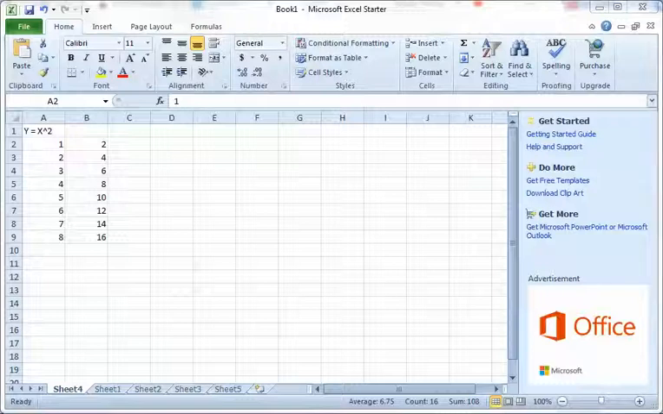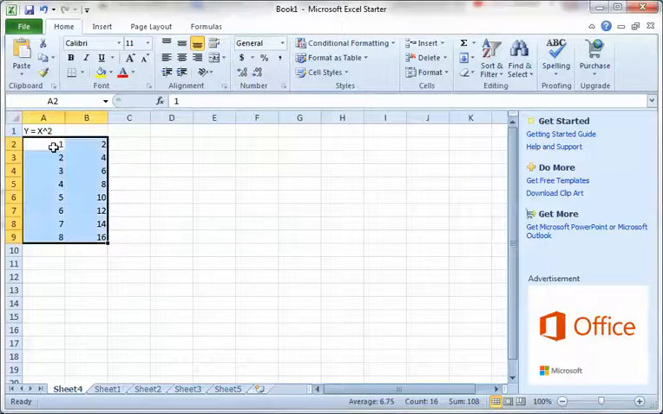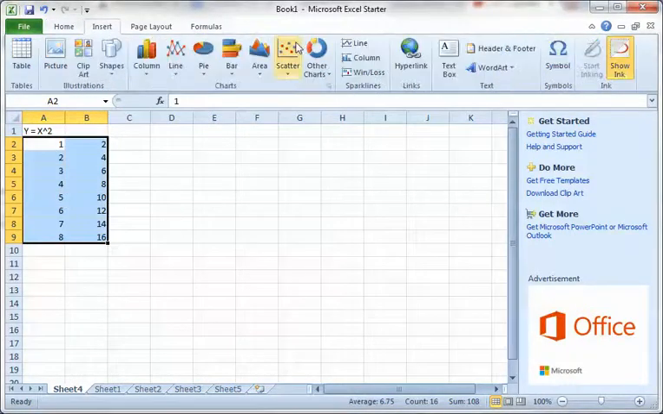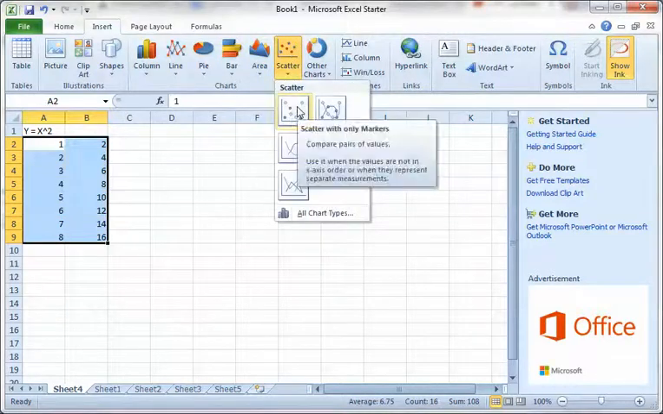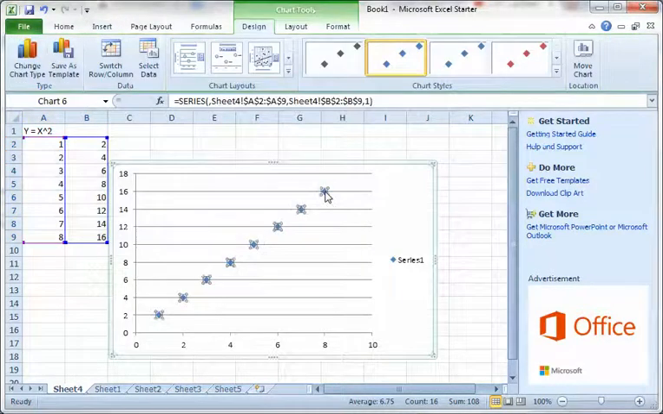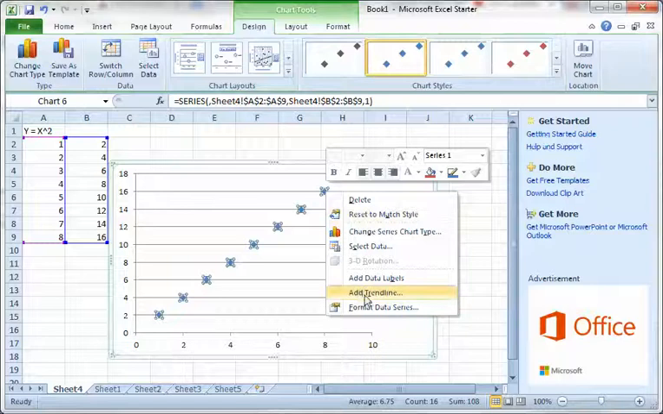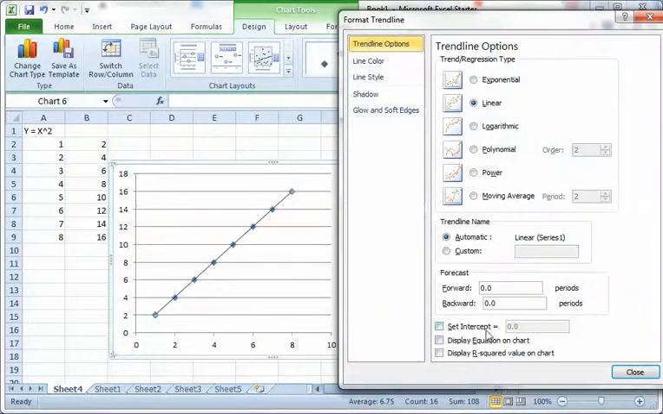So here's our data for y is equal to x squared. What we're going to do is highlight the values and insert a scatter plot. And we can see here that this is very much a linear function. We're going to add a trend line, and display the equation and the r squared. The equation tells us the current fit here, and the r squared value, if it's equal to 1, tells us it's a perfect fit.